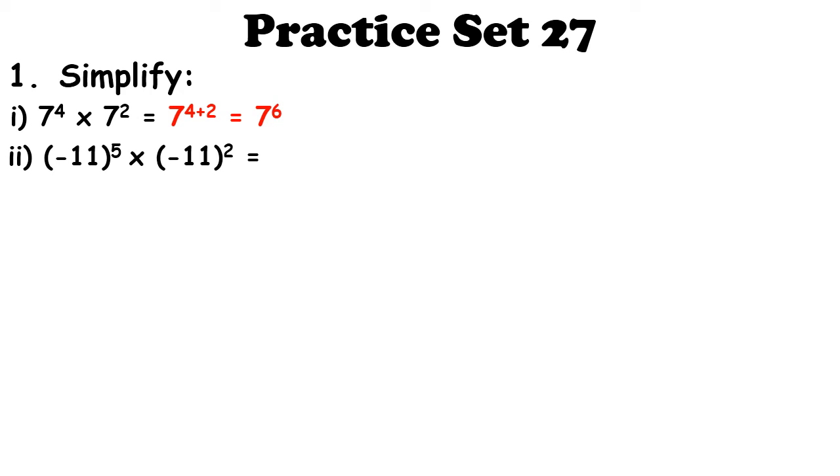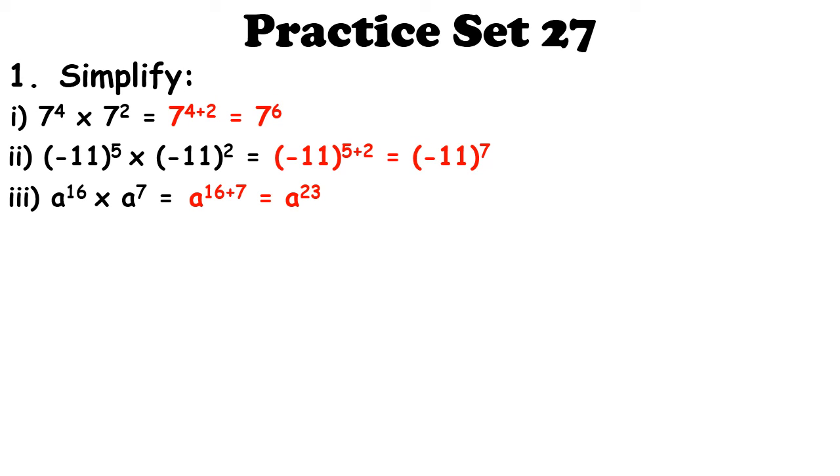Second question, minus 11 raised to 5 multiplied by minus 11 raised to 2, or minus 11 square, which is equal to minus 11 raised to 5 plus 2, which becomes minus 11 raised to 7. Let's see one last example. a raised to 16 multiplied by a raised to 7, which will be a raised to 16 plus 7, which will give us a raised to 23.